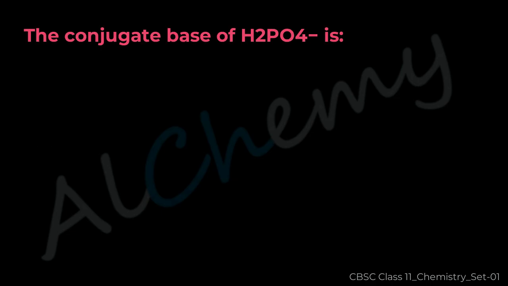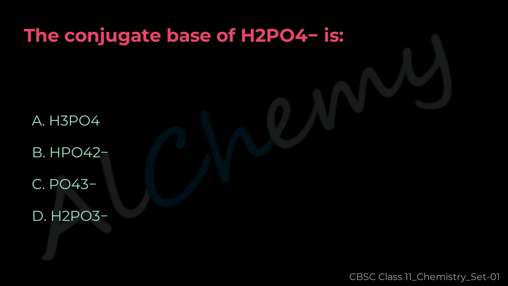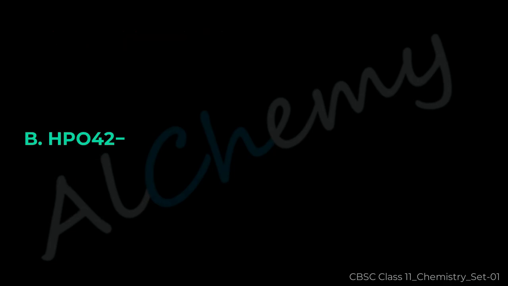Question 33. The conjugate base of H2PO4^- is A. H3PO4. B. HPO4^2-. C. PO4^3-. D. H2PO3^-. The correct answer is B.